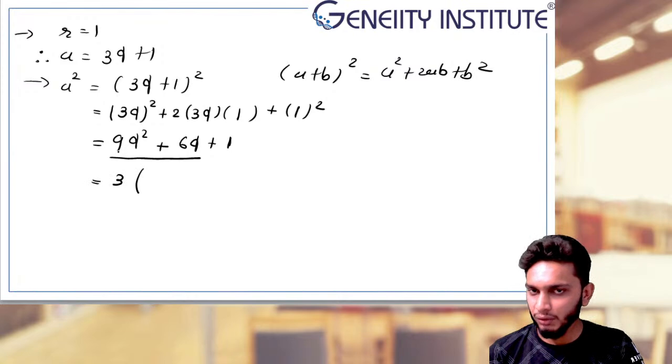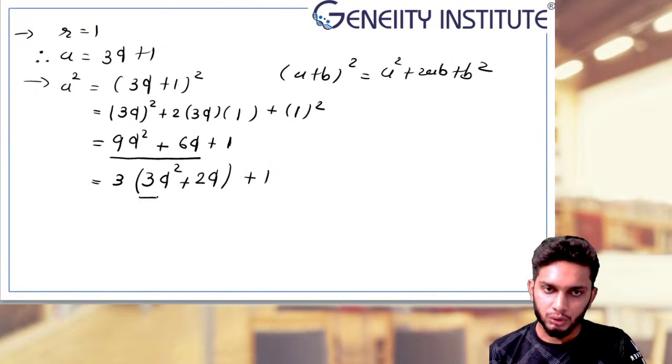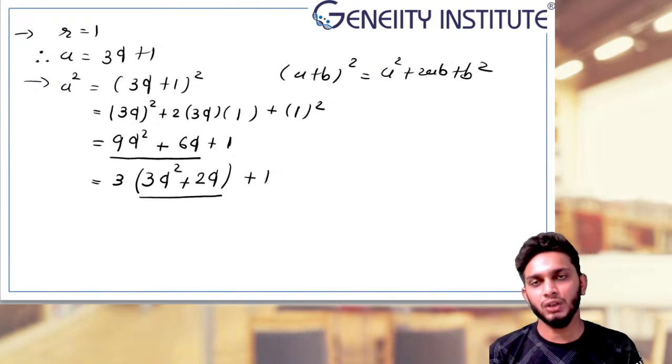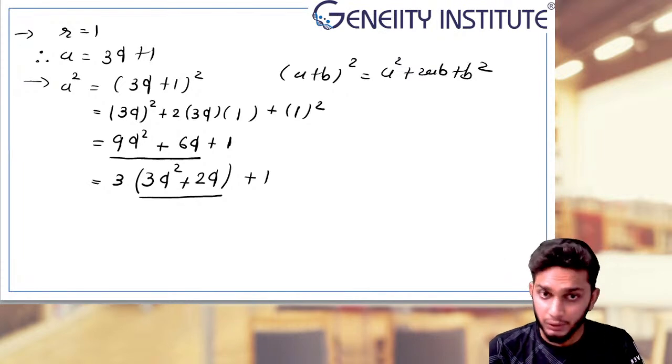So 3 common here, what is remaining? 3 3s are 9, so 3q square plus 2q, and plus 1. Here you can see that this 3q square plus 2q is an integer, because q and q square are all integers. Addition and multiplication of integers must be an integer.